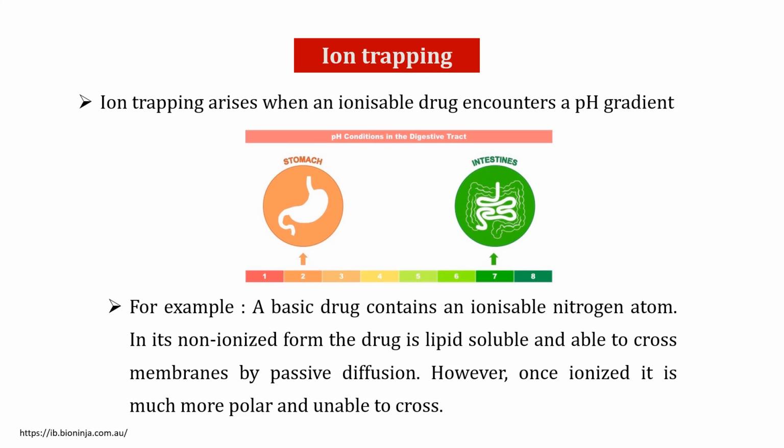Ion trapping arises when an ionizable drug encounters a pH gradient. For example, a basic drug contains an ionizable nitrogen atom. The stomach is strongly acidic, that is a low pH, while blood and tissues are approximately neutral, and in the large intestine it is a higher pH. In its non-ionized form, the drug is liposoluble, I mean to say about a basic drug, and able to cross membranes by passive diffusion. But when this basic drug meets a higher pH, it becomes ionized, is much more polar, and is unable to cross.